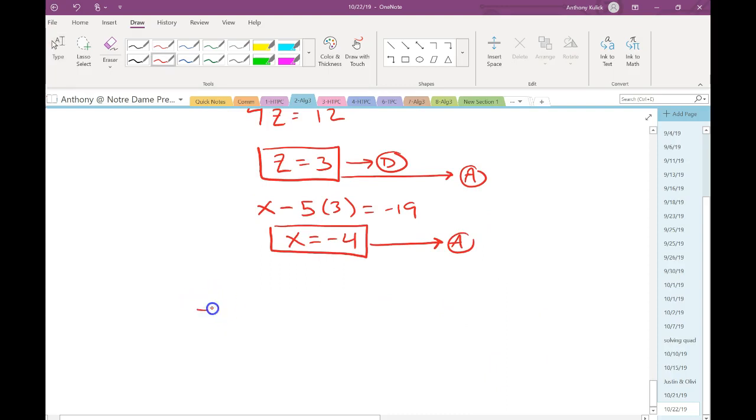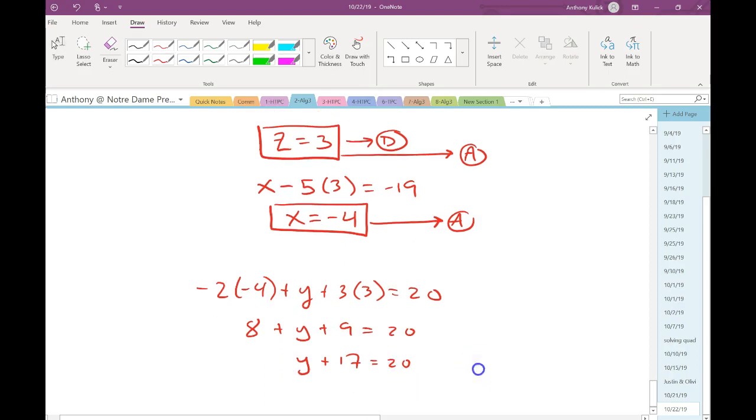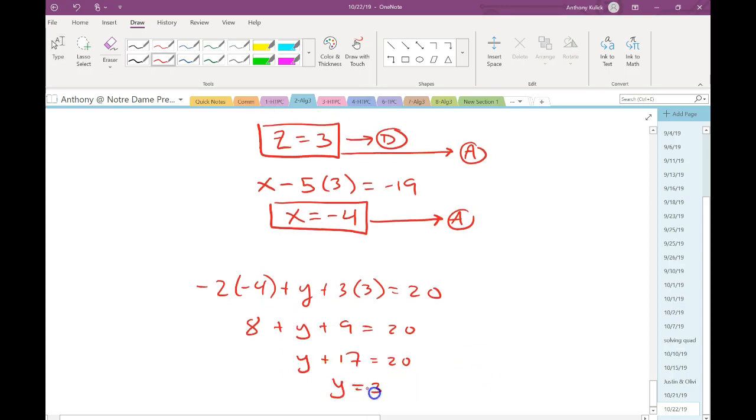Look at what A was again. So I get 8 plus y plus 9 equals 20. 8 and 9 is 17. And when I subtract 17 from both sides, I get y equals 3. So my answer here should be x, y, z.